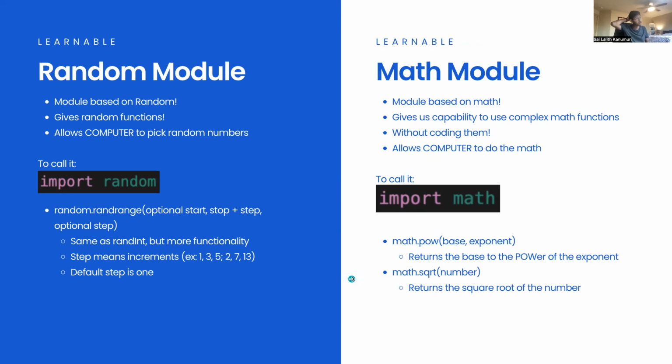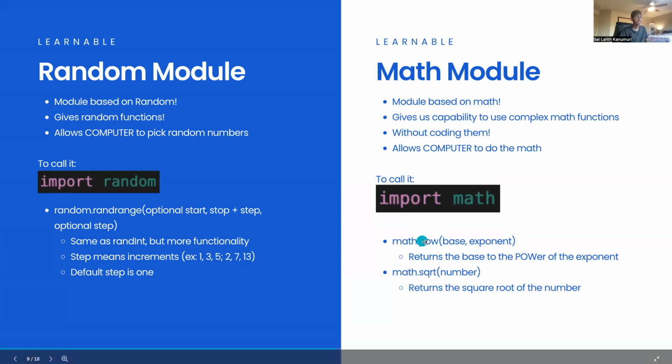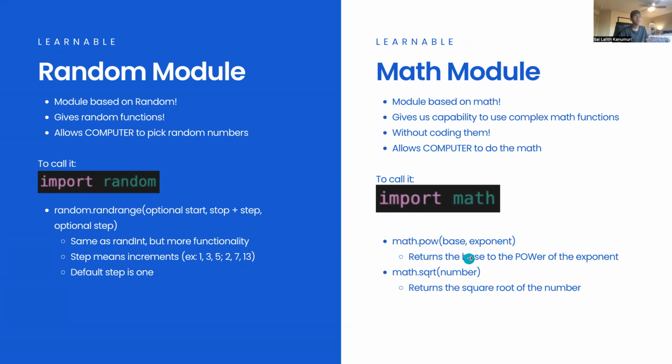And then we have the math module, which is a module that gives more functionality to do math. There's no need for us to code them because they're already written, and they're complex math functions. The ones that we went over are math.pow and math.sqrt. math.pow returns the base to the power of the exponent, and math.sqrt returns the square root of the number.